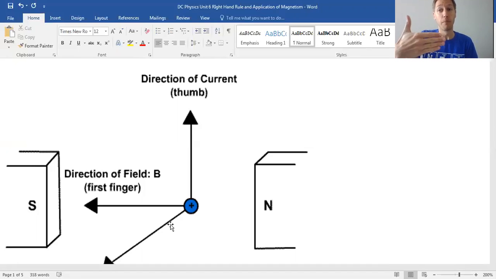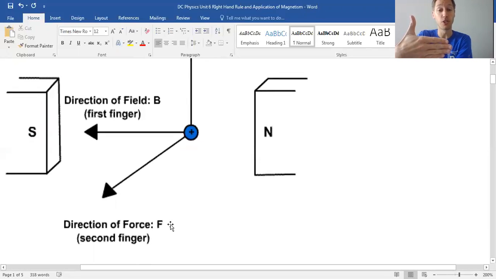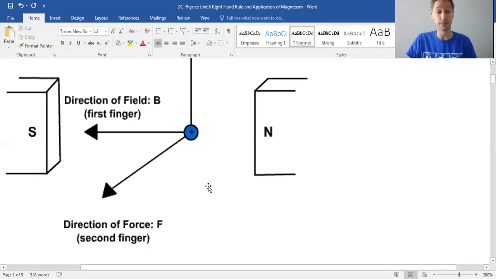And so my thumb is going to be which way the particle is moving. My fingers are pointing towards which way the field is moving. Then the force will be whichever way your palm is facing. Sometimes people say use your finger, I just say the palm. So whichever way your palm is facing, that's which way it's going to feel. So as that particle moves up through this field, it would be pushed towards me, out of the page.